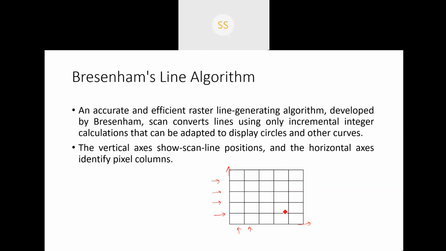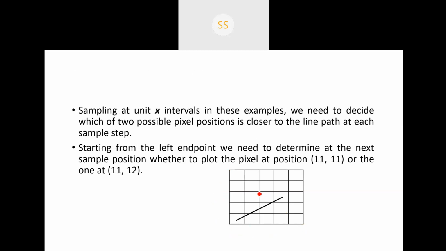Keeping this in mind, whenever we have to draw a line, we sample at unit x intervals. Imagine this is position 10, this is 11, this is 12, this is 13 and this is 14. You will be sampling at unit x intervals. After 10 you go to 11, after 11 you go to 12, then 13, then 14, because that is the pixel column. The aim is to decide which of the two possible pixels is closer to the line path at each sample step.